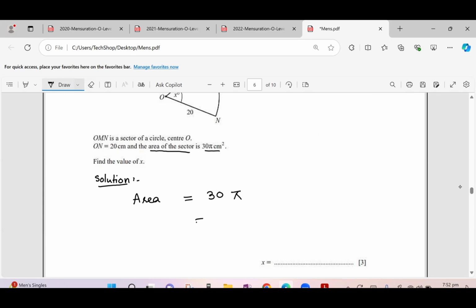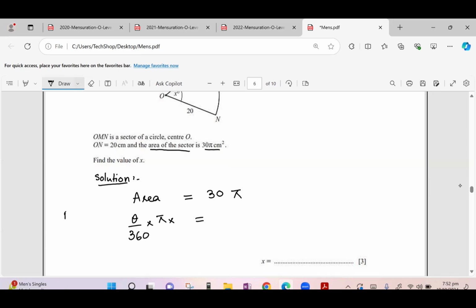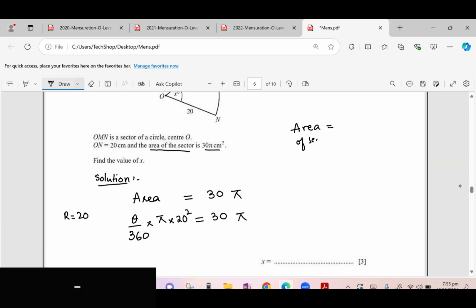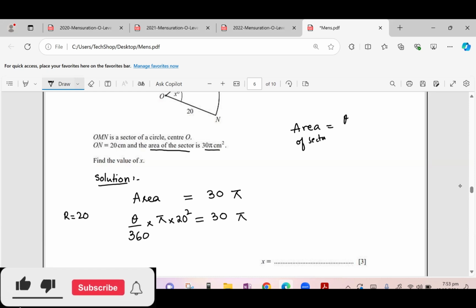Now write down the formula on the left side. Area of sector, which is theta over 360 times pi r squared. And the radius is 20 here, r is 20 basically. Okay, so pi r squared. Clear? Clear. Okay, now the area of sector is theta over 360 times pi r squared.